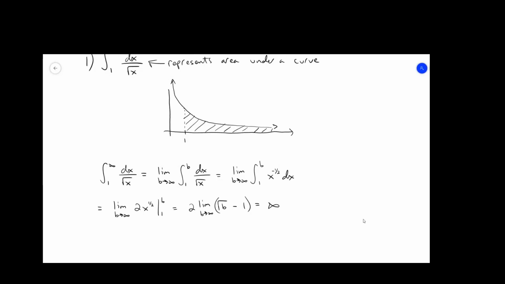What do we say when we see infinity, or that this limit just doesn't exist for some other reason? What we say is that this integral diverges. The improper integral diverges.